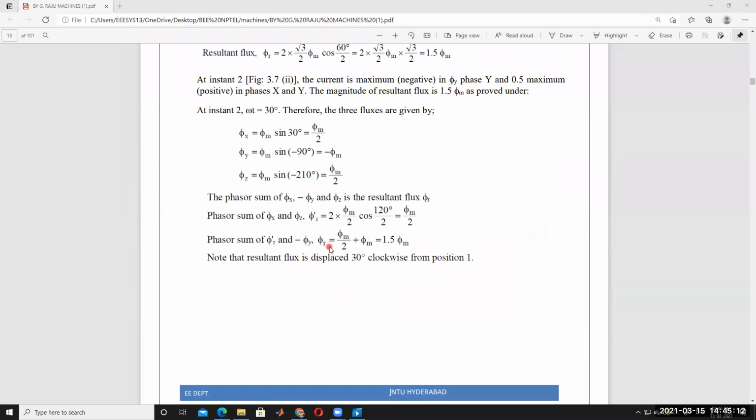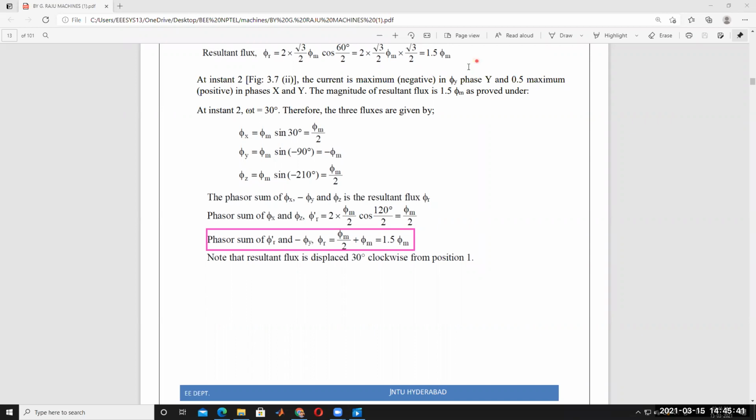So phi r is equal to phi r dash. How much is phi r dash? Phi m by 2. And phi y minus phi y is equal to phi m. So phi m by 2 plus phi m gives 1.5 times phi m. Understood? So in this way we are getting the resultant flux. The resultant flux phi r is equal to 1.5 times phi m.